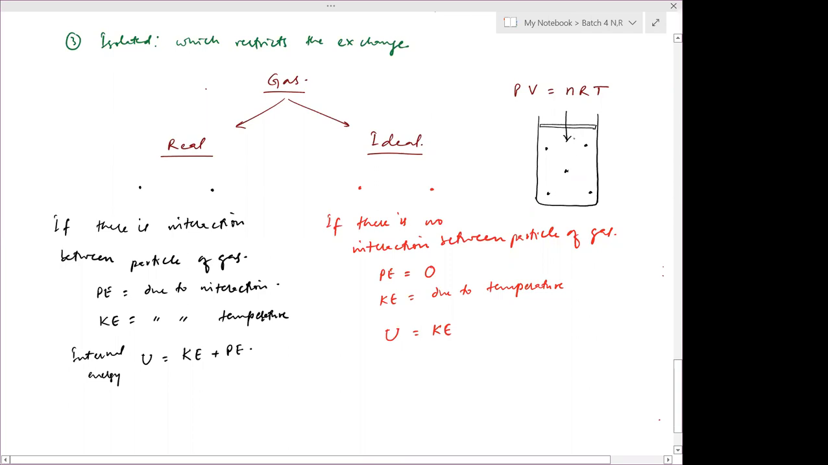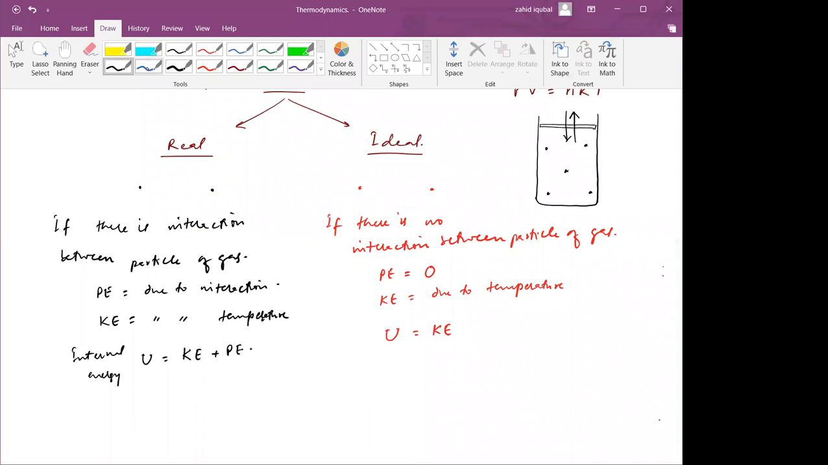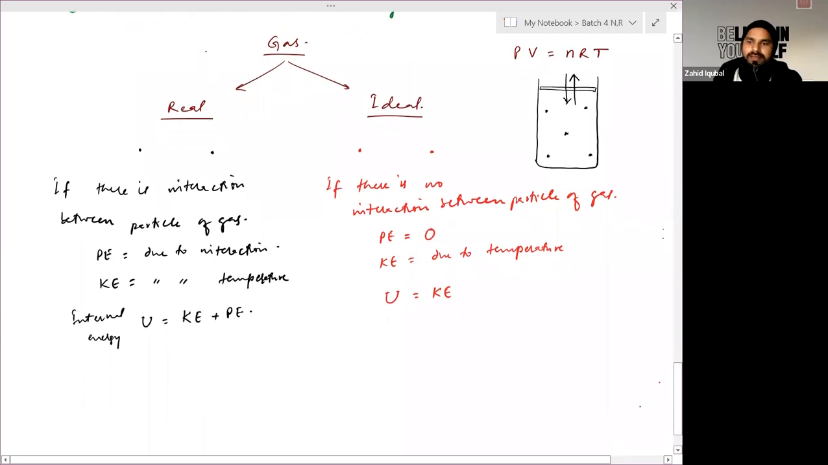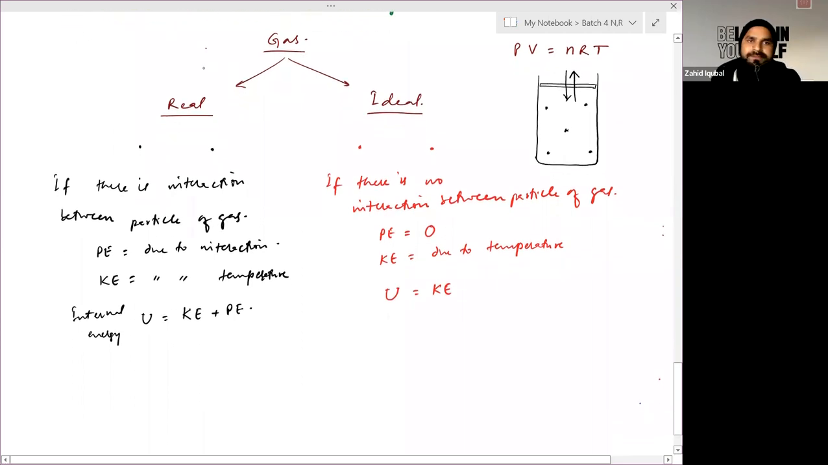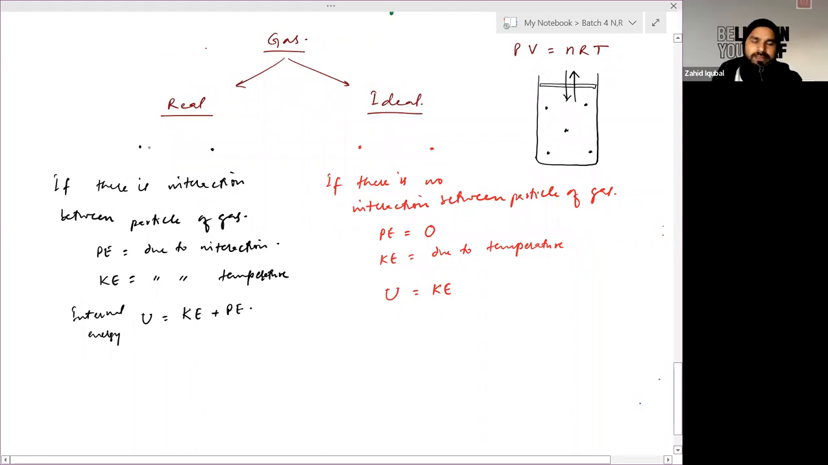So to increase the separation, we must move the piston outward, or we must decrease the pressure of the system. Is it clear? Yes, sir. So on decreasing pressure, separation between particles increases, so interaction between particles decreases, we can say. Raza, is it clear? Yes, sir.